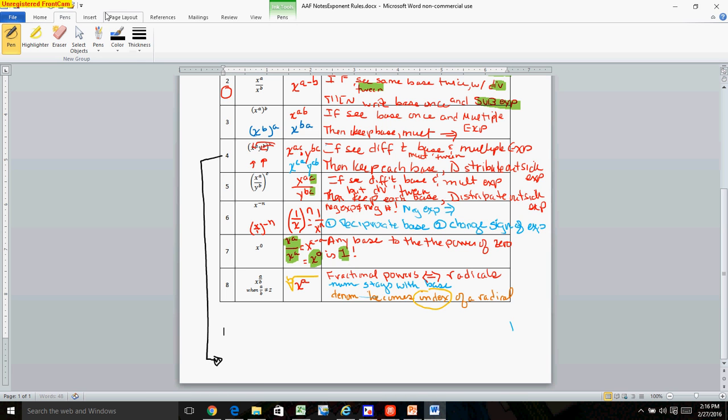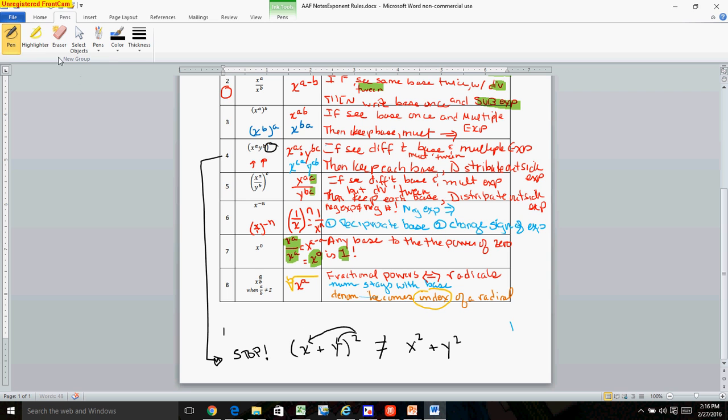Notice that you have an exponent outside of parentheses. This rule does not apply in this case. You may not distribute powers here like you did here. Why?